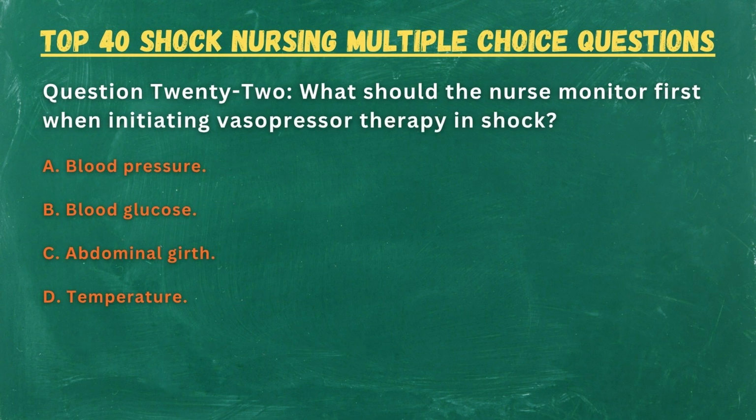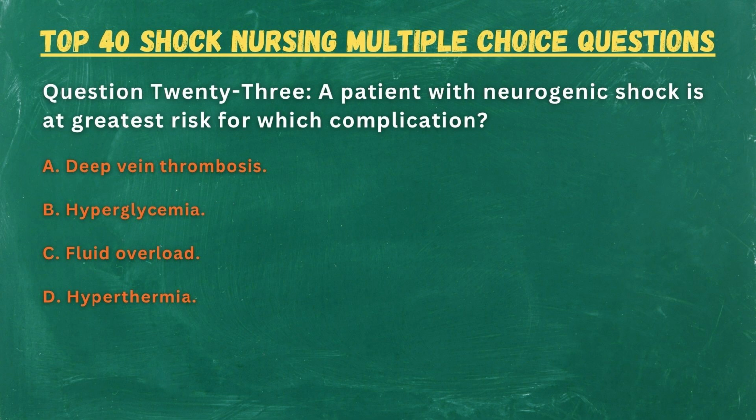Question 22. What should the nurse monitor first when initiating vasopressor therapy in shock? A. Blood pressure. B. Blood glucose. C. Abdominal girth. D. Temperature. Answer: A. Blood pressure. Question 23. A patient with neurogenic shock is at greatest risk for which complication? A. Deep vein thrombosis. B. Hyperglycemia. C. Fluid overload. D. Hyperthermia. Answer: A. Deep vein thrombosis.